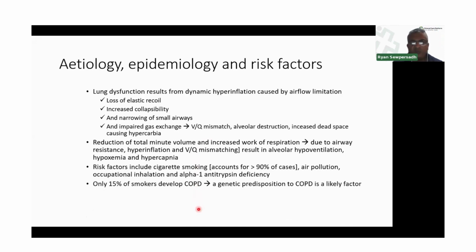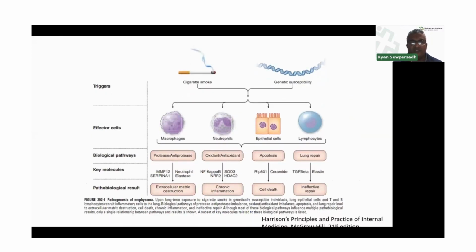Risk factors, we know, we mentioned cigarette smoking in about 90% of cases, but also those who are exposed to air pollution, biomass fuel exposure, occupational inhalation, and the infamous alpha-1 antitrypsin deficiency. Only about 15% of smokers go on to develop COPD. A genetic predisposition to COPD is also a likely contributory factor.